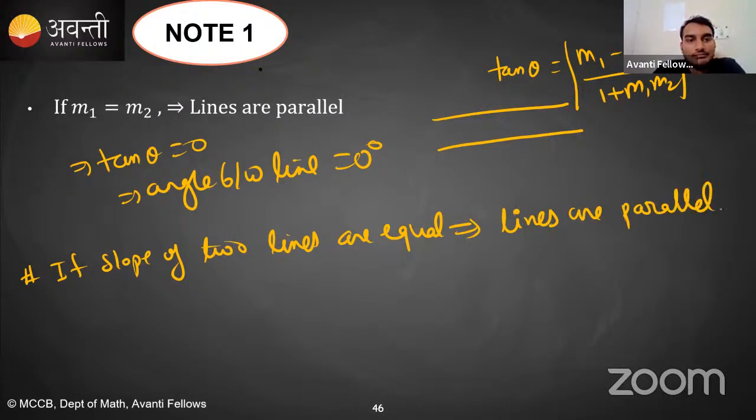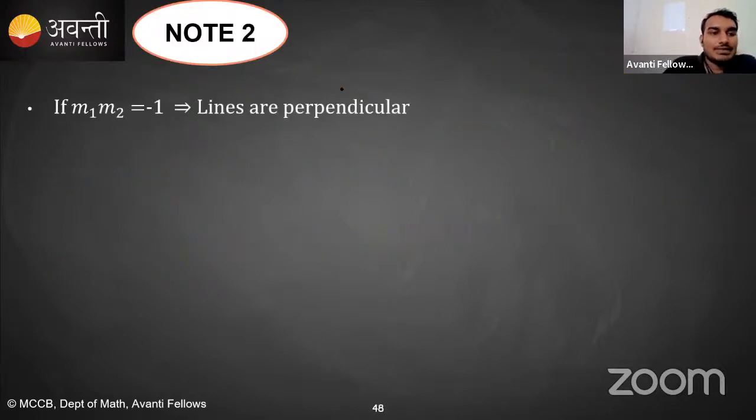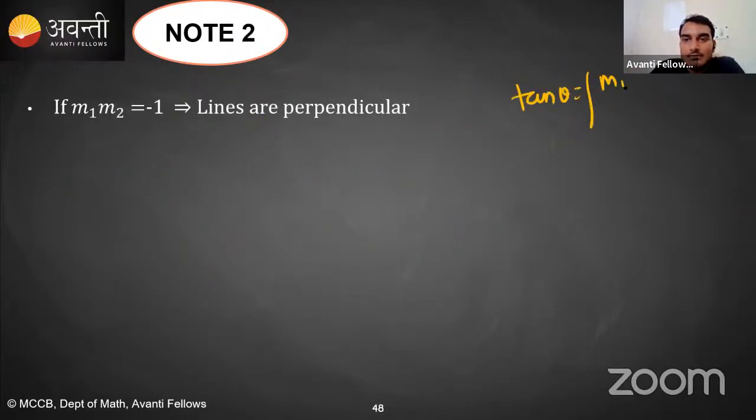Any doubt, students? If it is clear, then the second point: what is tan theta again? Tan theta is nothing but M1 minus M2 upon 1 plus M1 M2.